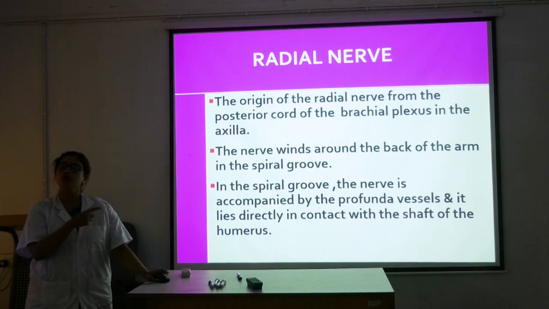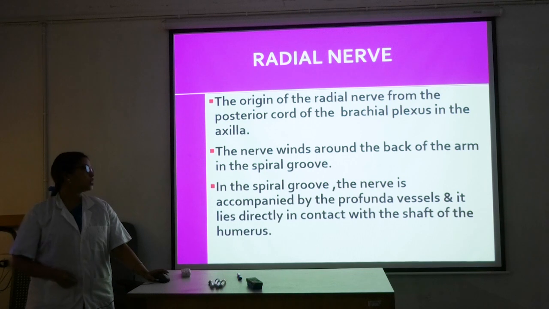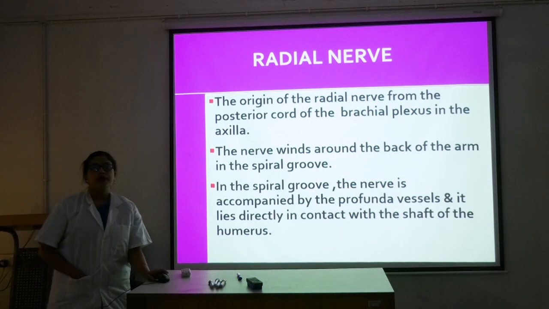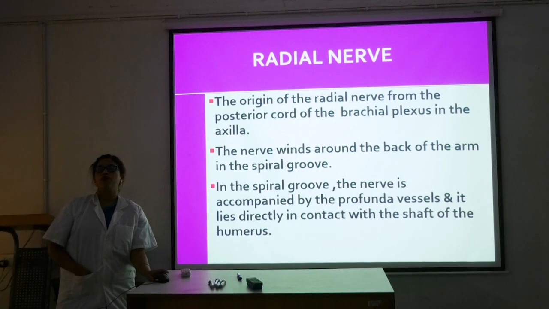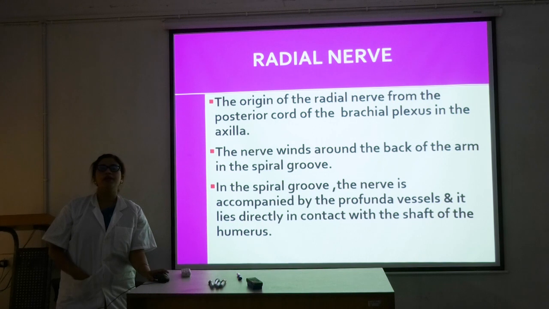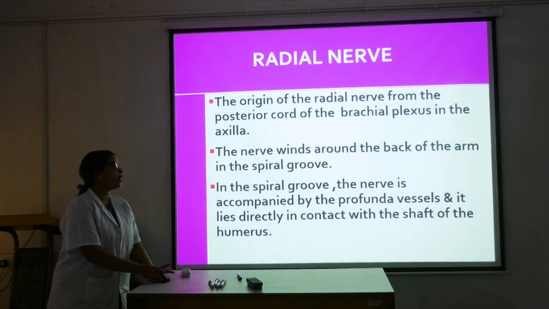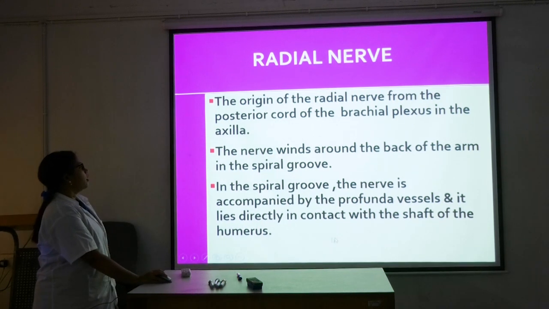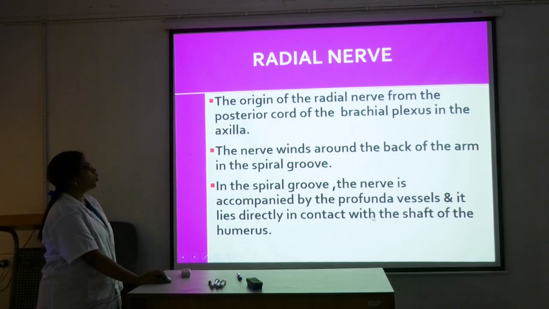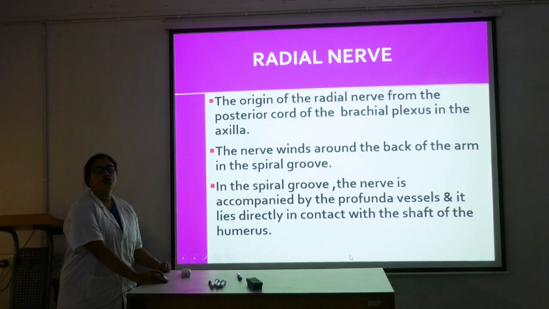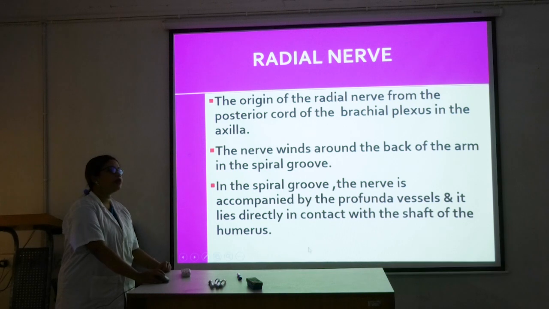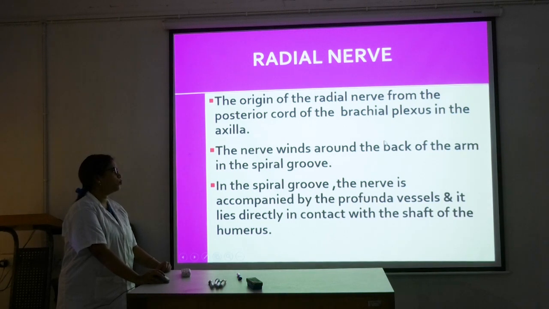In the spiral groove you have two structures: one is the radial nerve, another one is the profunda brachii artery. So write it down, this may come as an MCQ. Spiral groove has not only the radial nerve but also the profunda brachii artery. It lies in direct contact with the shaft of the humerus.